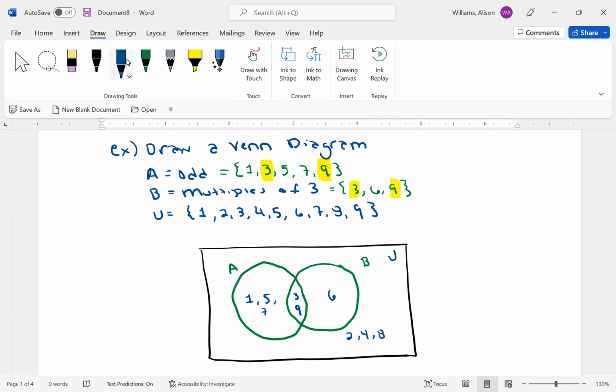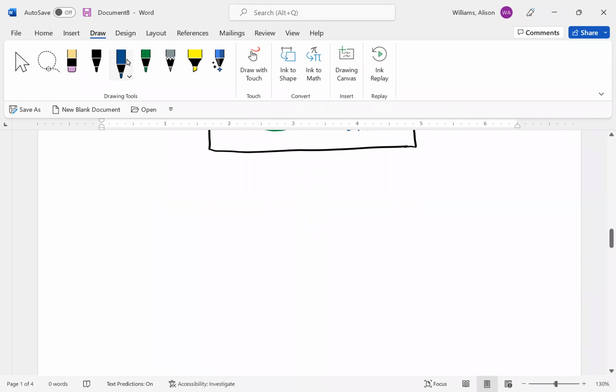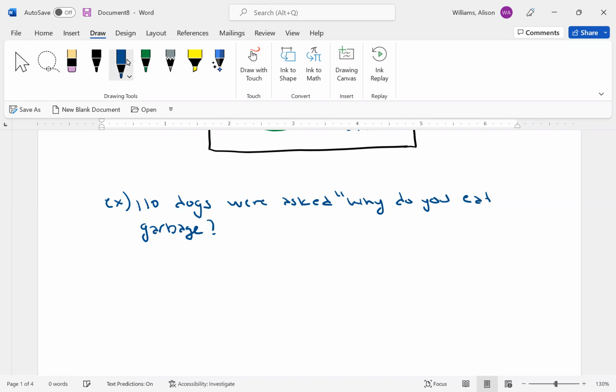Okay, but let's look at something a little bit more general. And this is actually where it's going to get a little bit more effective for us, and kind of what we've seen when we looked at probability previously. So let's say, and this is a slightly silly example, forgive me, 110 dogs were asked, why do you eat garbage? I know, silly. And they are able to answer us and tell us.